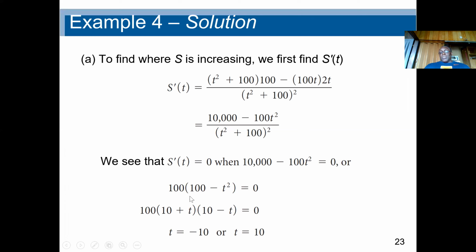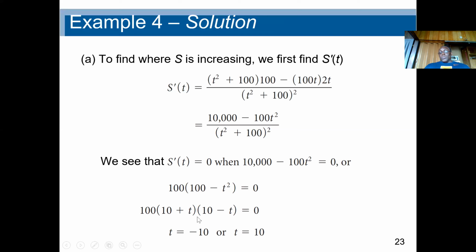And that's what we have here. Then 100 is common, so we take the 100 out, then we get 100 minus t squared. So the 100 will also go away because 0 divided by 100 is 0. Then 100 minus t squared is a difference of two squares. It will be 10 squared minus t squared, which will give me (10 plus t) multiplied by (10 minus t).